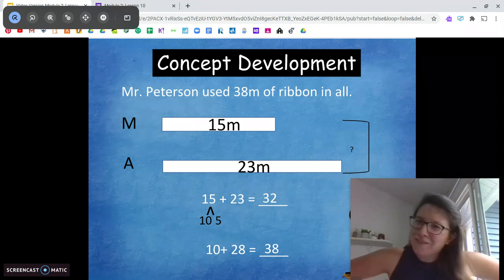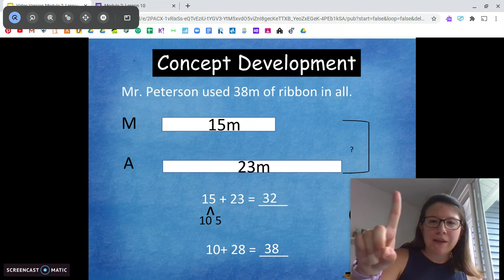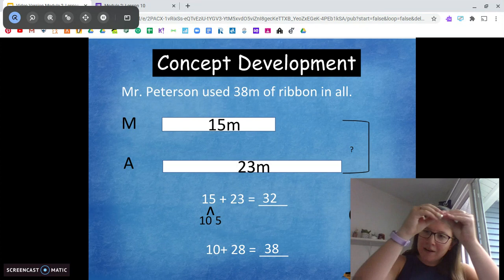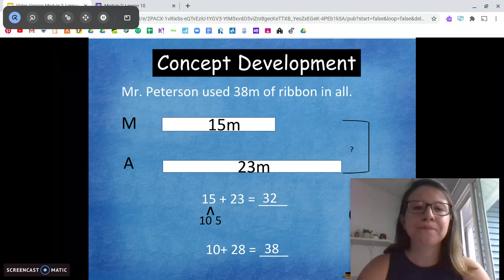Woo! You guys just solved a 2-step word problem. First step, we figured out how many meters of ribbon in the afternoon. Second step, we added them together. Awesome work. All right, let's do one more together before you do them on your own.